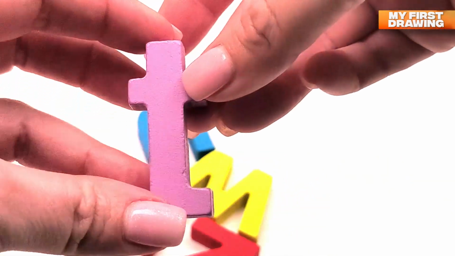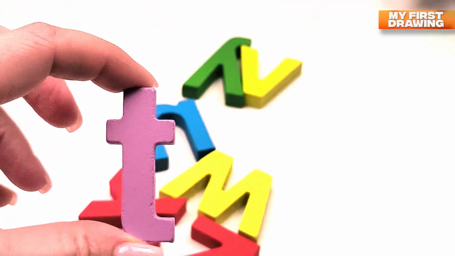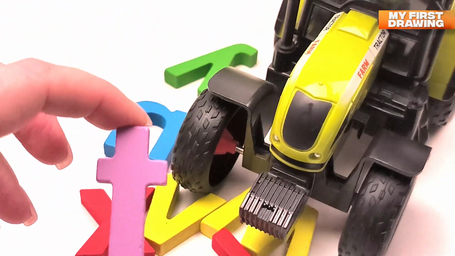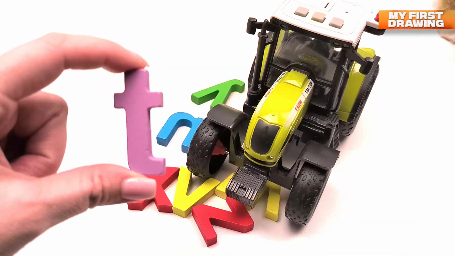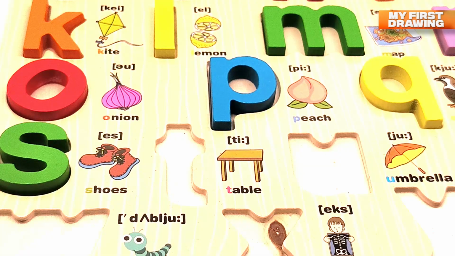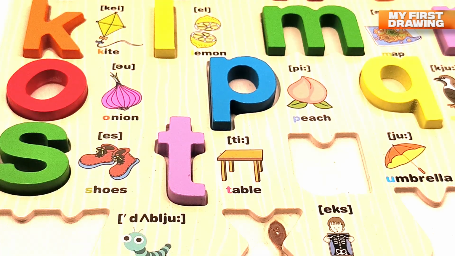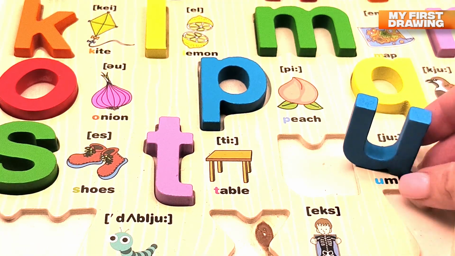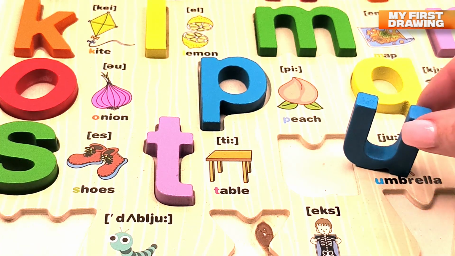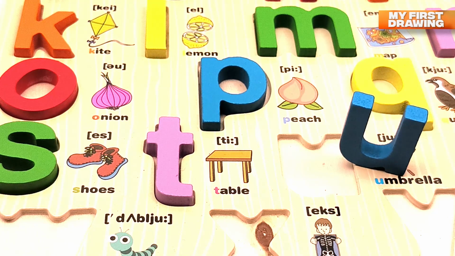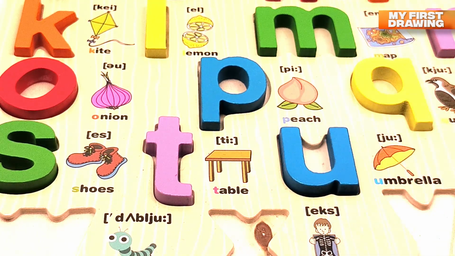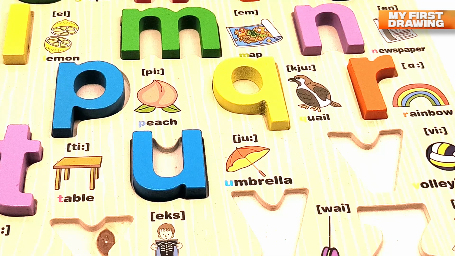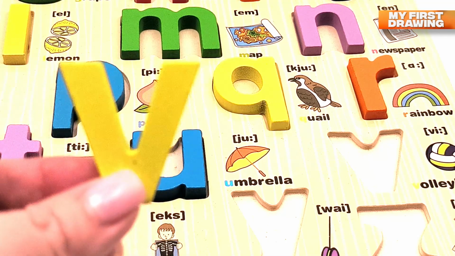T. T is for tractor. T. U. U is for umbrella. U. V likes to play volleyball.